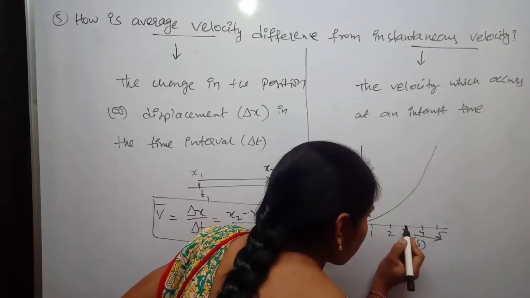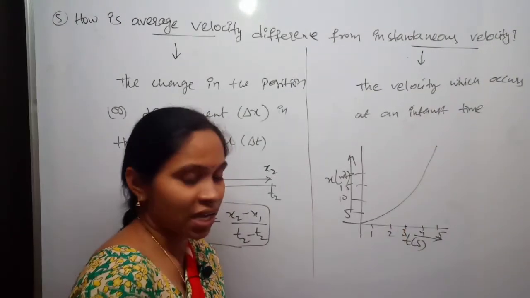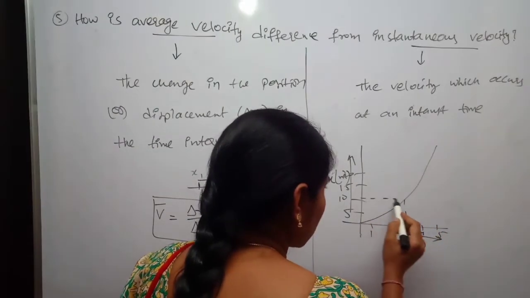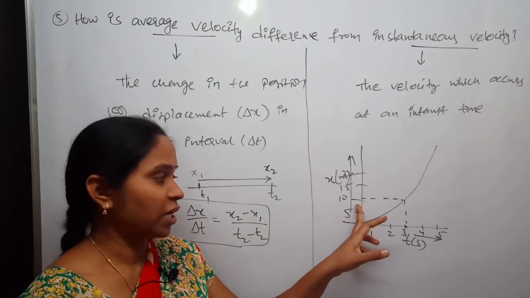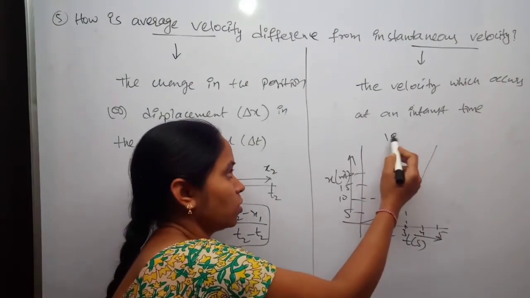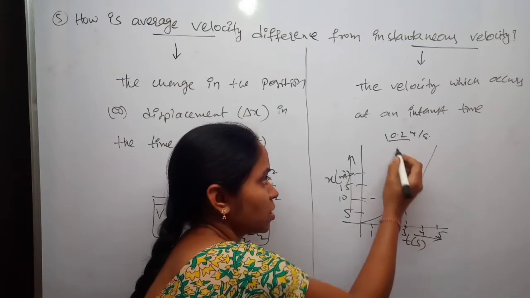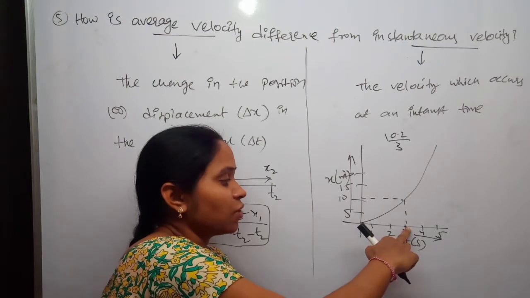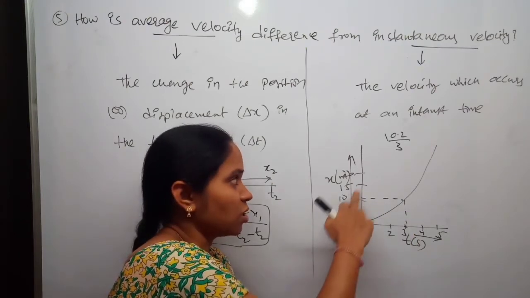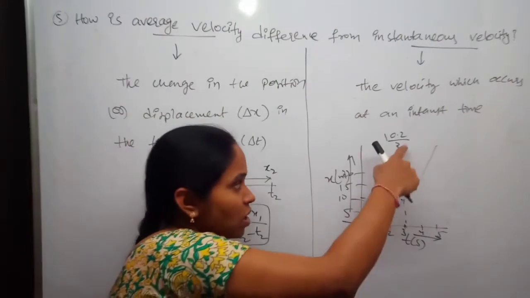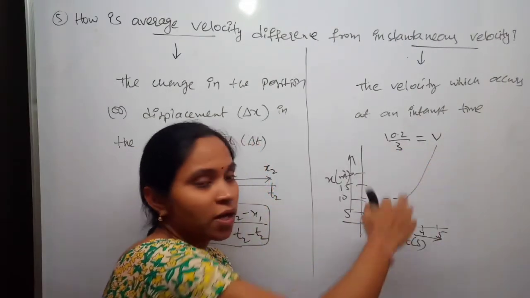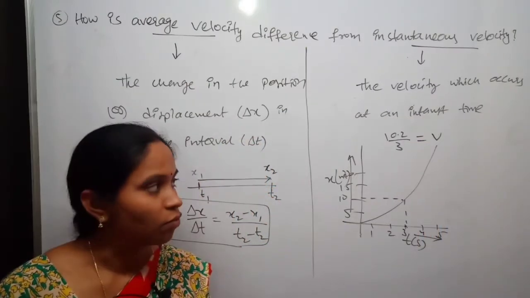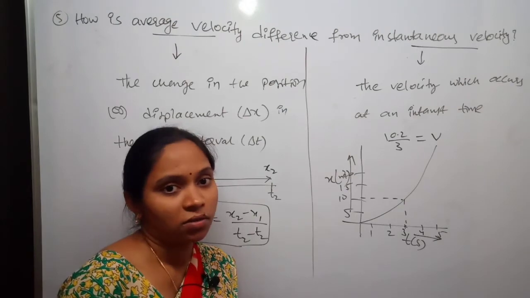At a particular time, that is at 3 seconds, what is the velocity of the car? Let's see. At 3 seconds it is about 10.2 by 3 seconds. At a particular instant of time, that is at 3 seconds, the position of the car is 10.2 meters and the velocity is 10.2 by 3 seconds. If you just divide this, what is the answer? You just find it out. I had given it for example.